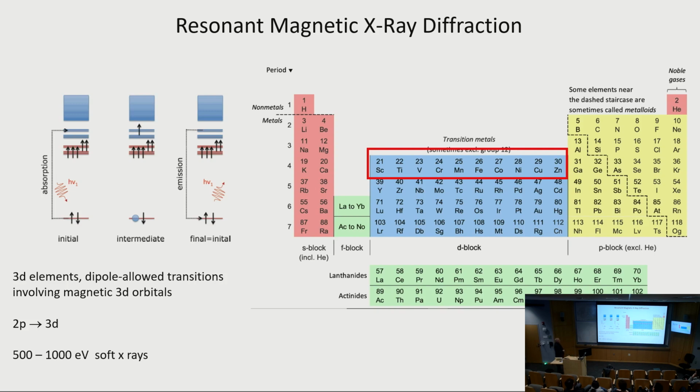Therefore, you are talking about transitions from 2p to 3d, and these are the magnetic orbitals in 3d elements, and the energies of these transitions are in the region from, let's say, 500 to 1000 electron volts. These are soft X-rays. Right, the so-called soft X-ray energy region. So we must use soft X-rays in order to access the magnetic order in the 3d elements.